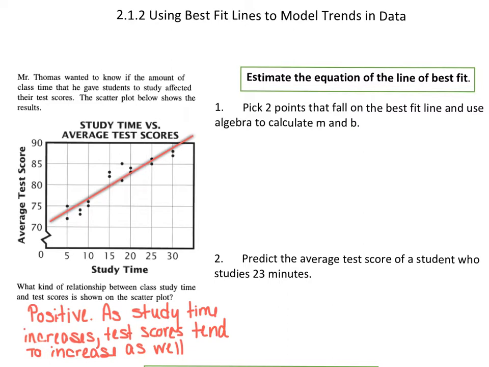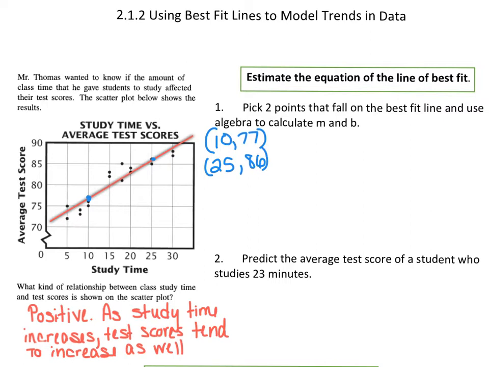Now we're going to determine the equation of this line once you think you have it in a pretty good spot. To do this, you're going to choose two points that fall directly on this line. They do not need to be data points, meaning not those black points that you see, but I'm going to emphasize two in blue right here. I would say that ordered pair looks to be about (10, 77). And I'm going to choose one other point on the line. I'm going to go with this one right here, which looks to be about (25, 86).